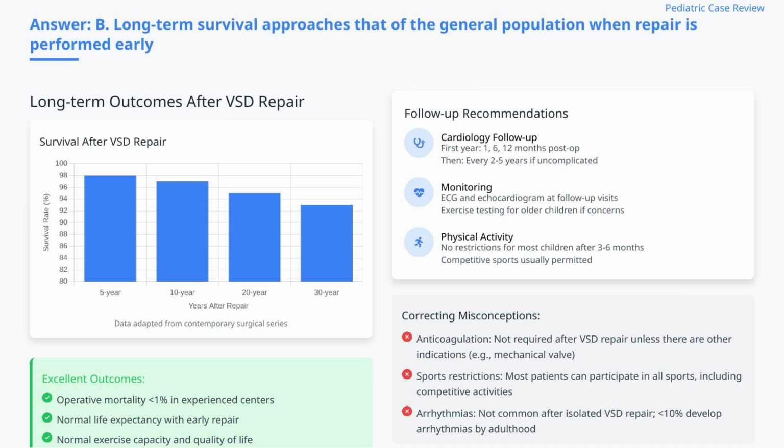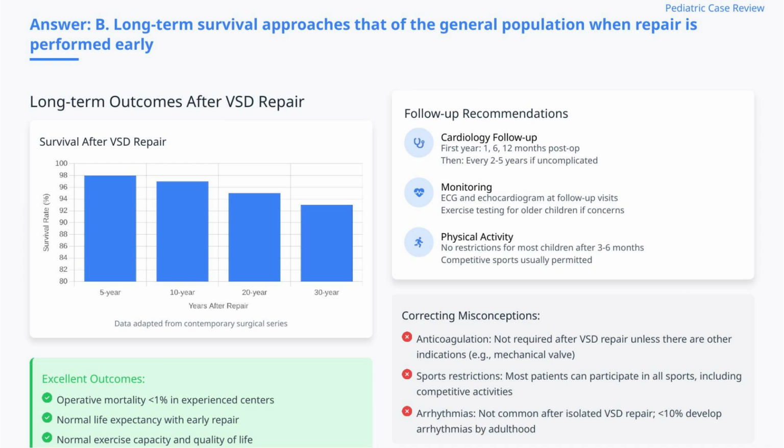Long-term survival approaches that of the general population when repair is performed early. Studies consistently show excellent long-term outcomes after successful VSD repair, with survival rates exceeding 95% at 20 years. When repair is performed before the development of pulmonary vascular disease, most patients can expect a normal life expectancy and quality of life. The other options contain common misconceptions.